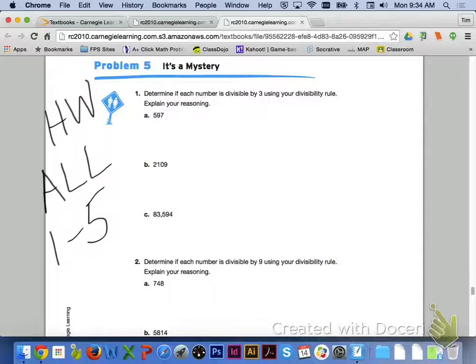Let's go back to page 41 now and take a look at problem 5. This is going to be your homework for tonight. I do want you to do all of problem 5. You are going to be answering questions 1 through 5. It does turn over to page 42, so make sure that you get all of the problems completed for homework.